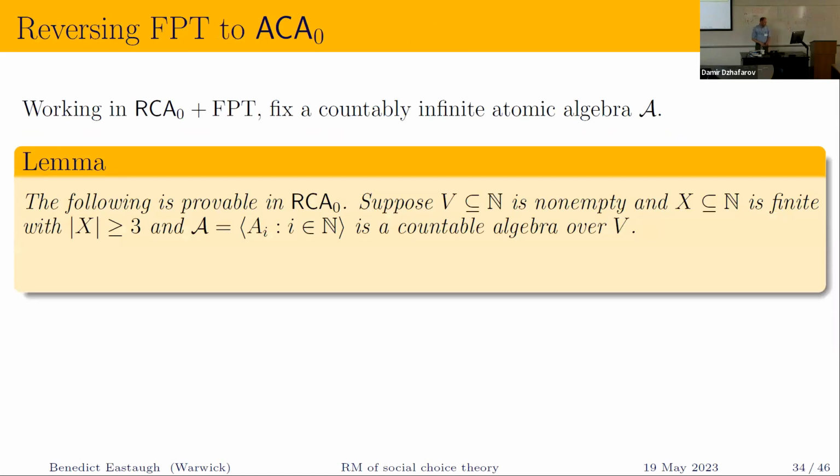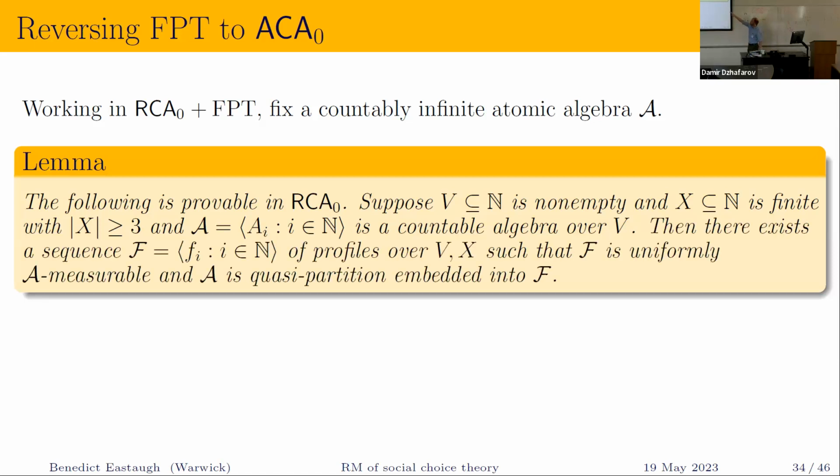So to do that, we need the following lemma, provable in RCA 0. Suppose, as usual, we've got a non-empty V and a finite set of alternatives X and a countable algebra over V. Notice here that we don't assume that V is infinite, because the lemma applies quite generally. Then from the algebra, you can construct a sequence of profiles F, which give you a society. So they are uniformly A measurable, and A is quasi-partition embedded into F.